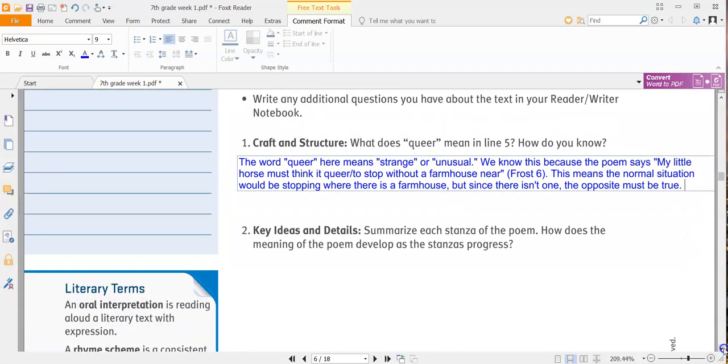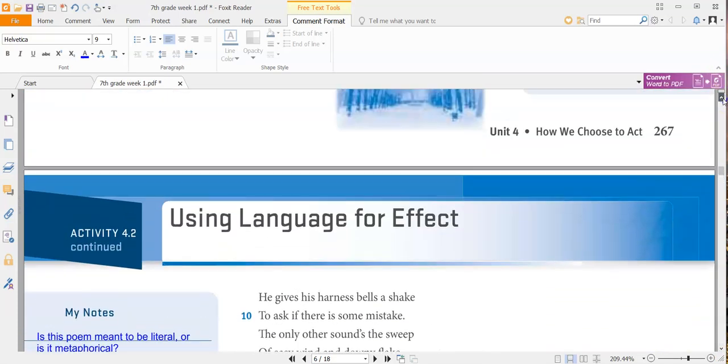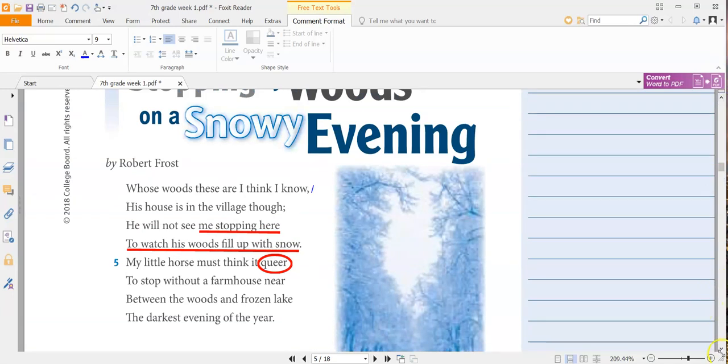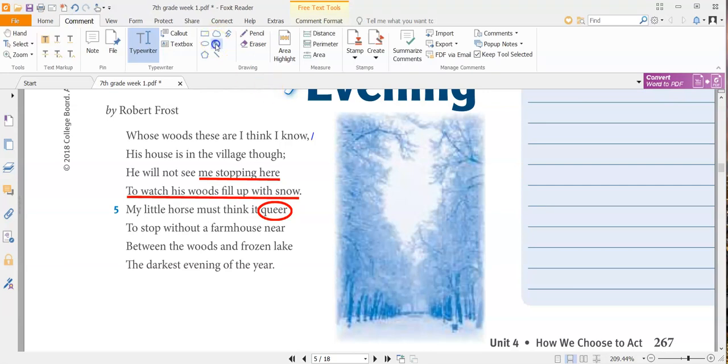It says, summarize each stanza of the poem. How does the meaning of the poem develop as the stanzas progress? So usually when you have stanzas, there would be a space between each one, but there isn't a space between each stanza in this case, so I will show you where the stanzas are so you know what to summarize.